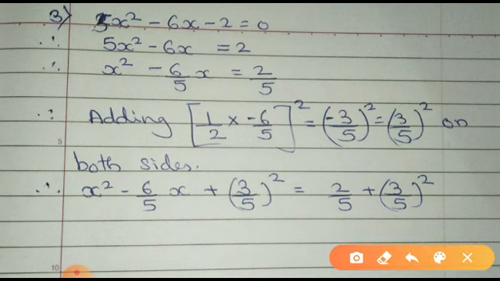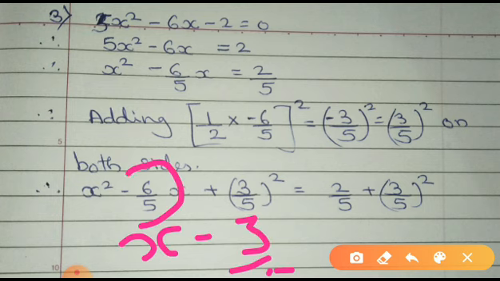So I'll be getting, I have to add what? After simplifying, 2 ones are 2, 2 minus 3s are minus 3 square, which will be positive 3 square itself. So I'll be writing it as 3 by 5 the whole square. That I have to add on both the sides. So in this case what will it be? x minus 3 by 5 the whole square, since here I have negative 6 by 5.